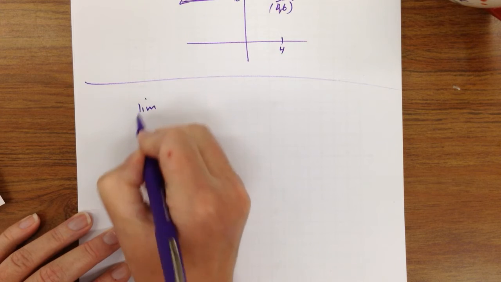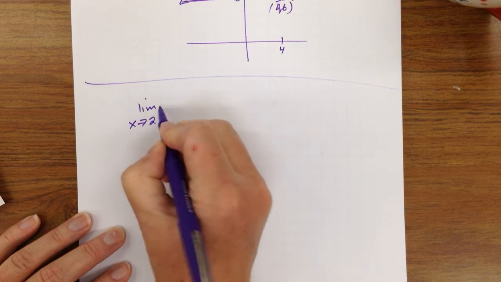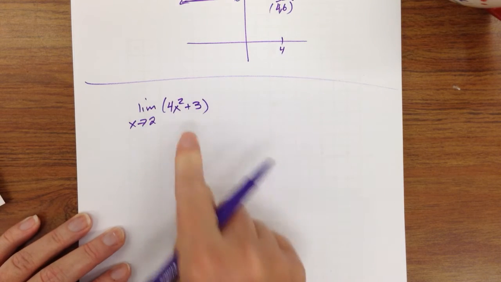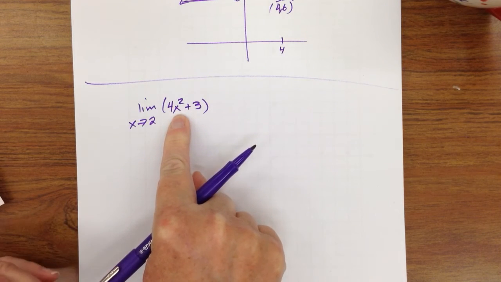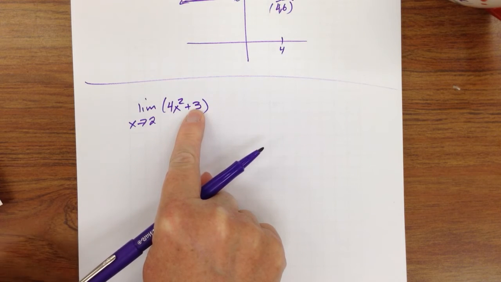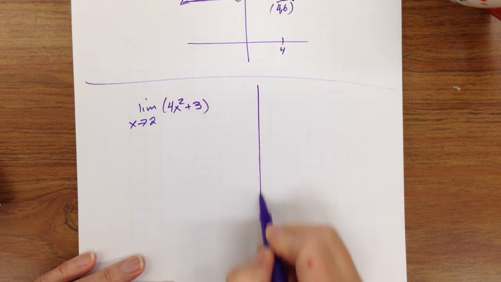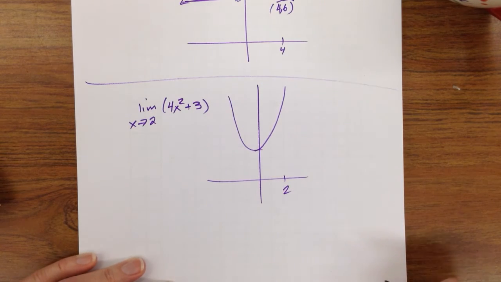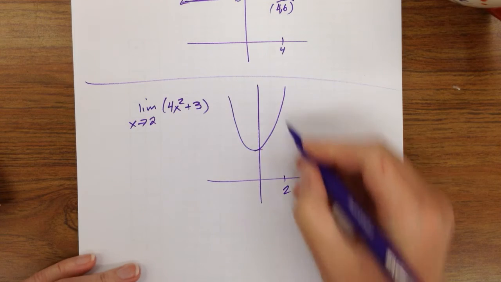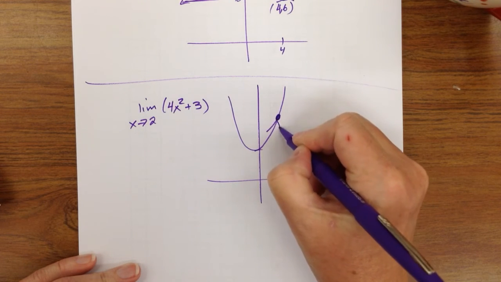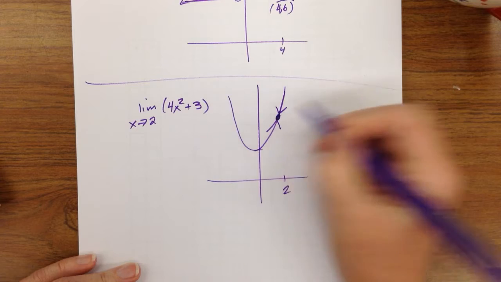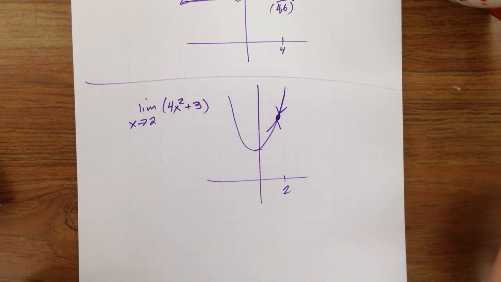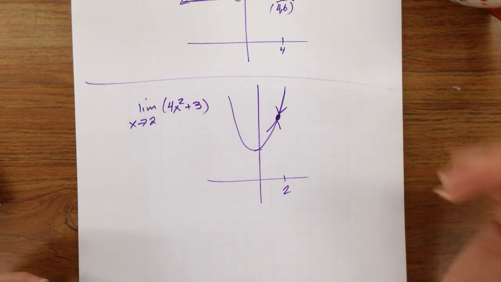Let's look at the limit as x approaches 2 of the function 4x squared plus 3. Isn't that just a parabola that's a little bit skinny and then moved up 3? Yes, it is. So if we have a parabola that's a little skinny and it's moved up 3, there's 3, and we're looking at the limit value at 2, isn't the limit answer going to be the same as the height of the dot of the parabola? Yes, here's what I'm saying.